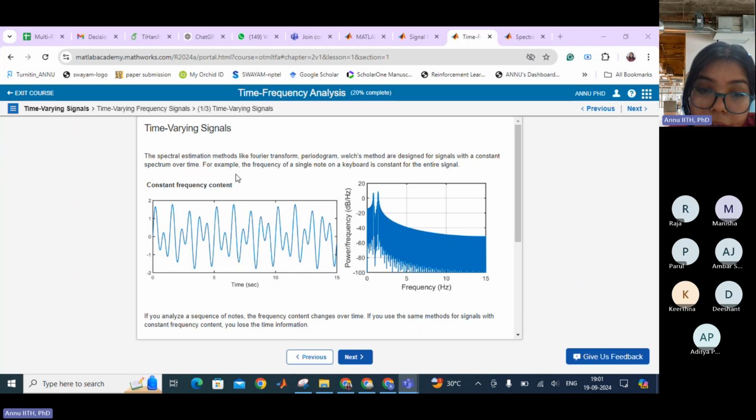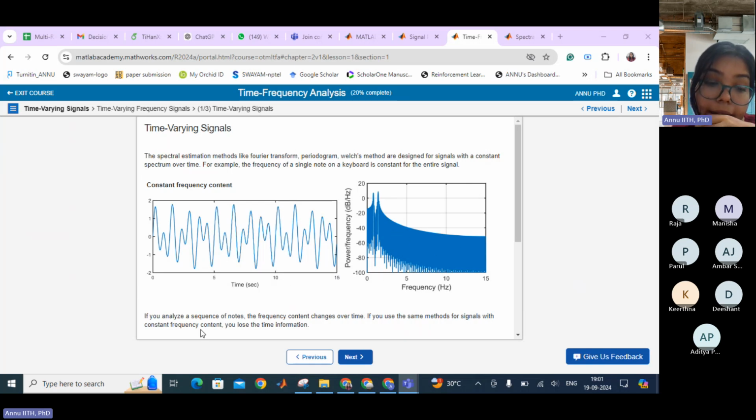So, for example, the frequency of a single note on a keyboard is a constant, in the sense of a single frequency. It will be constant for the entire signal. So, constant frequency content. Suppose this is the constant frequency content, and the time it is varying, and you will have the power spectrum densities like this. We will have the power spectrum spike at a particular frequency, and it is going down.